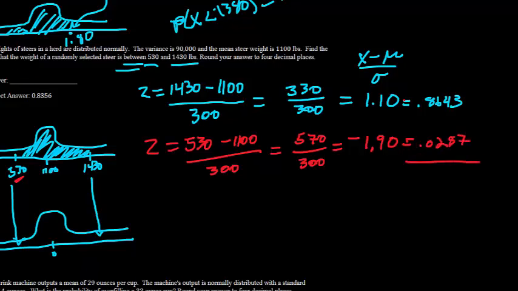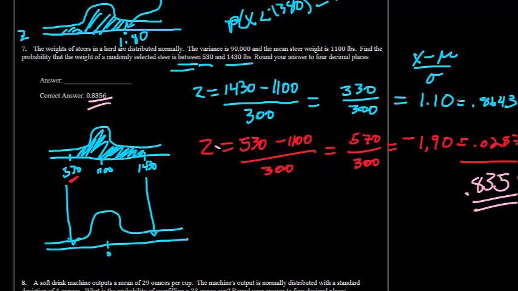I subtract one from the other, and I get a very nice and fancy 0.8356. 8 minus 0 is 8, 5 minus 2 is 3, 3 is 5. So 0.8354, 0.8356. Again, a small rounding error there, but I'll give you credit for that if it comes up.